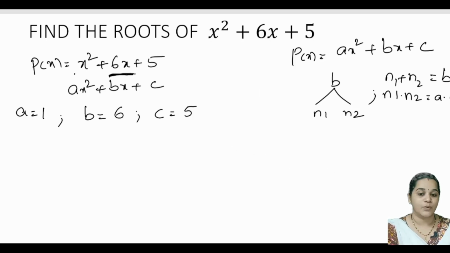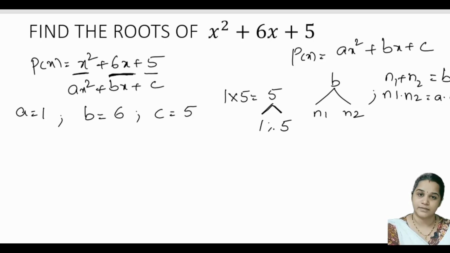We will consider the coefficient of x square here, that is 1, and the constant 5. We multiply these two and the value comes to be 5. Now we write all the possible factors for this 5. The possible factors for 5 are 1 and 5. That's it. 1 into 5, 5, or else 5 into 1. So we can choose any of these two possible factors.